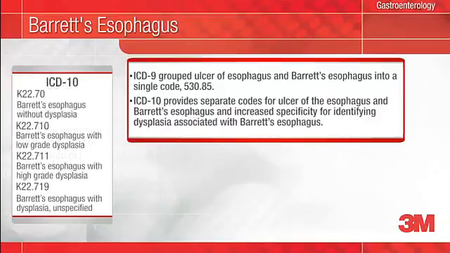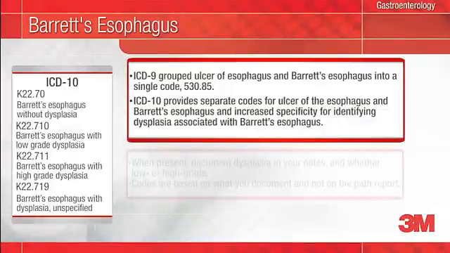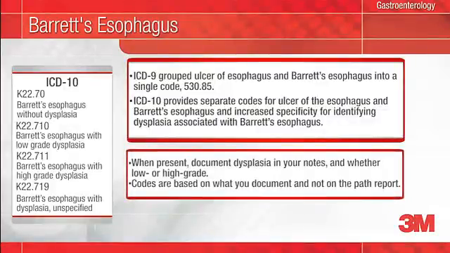ICD-10 now classifies Barrett's esophagus separately from ulcer of the esophagus and provides increased specificity and the requirement to identify with and without dysplasia. If you know the patient has associated dysplasia and whether it is low or high grade, document this in your notes. The coder is not permitted to assign the code based only on a path report. Codes are based on what you document.